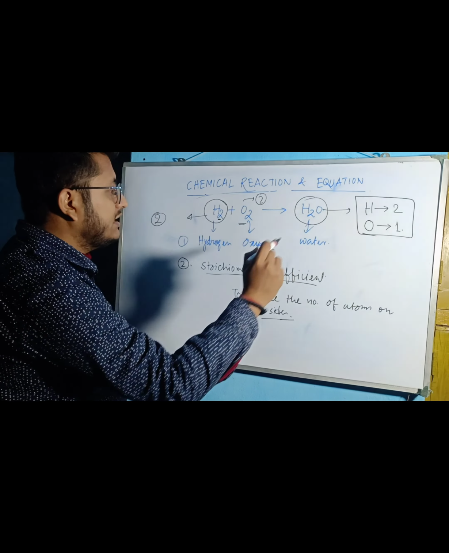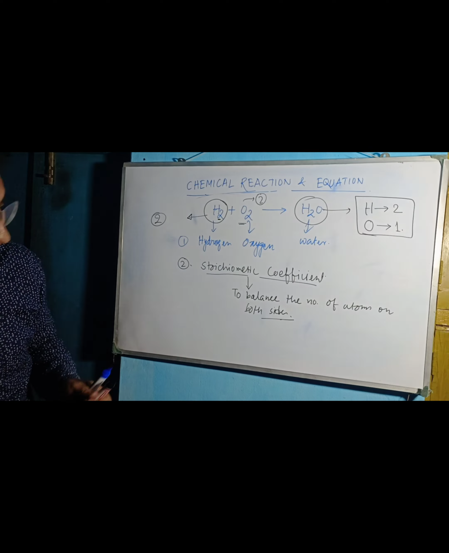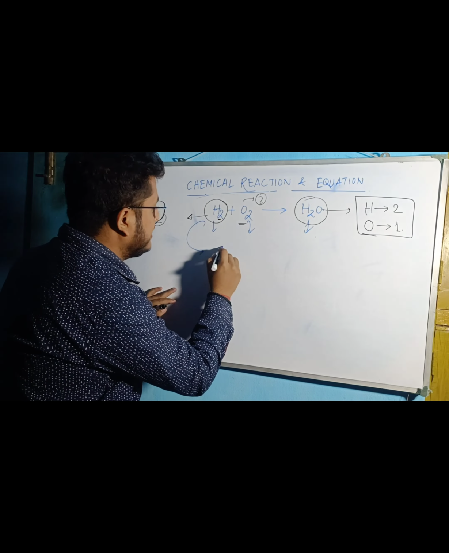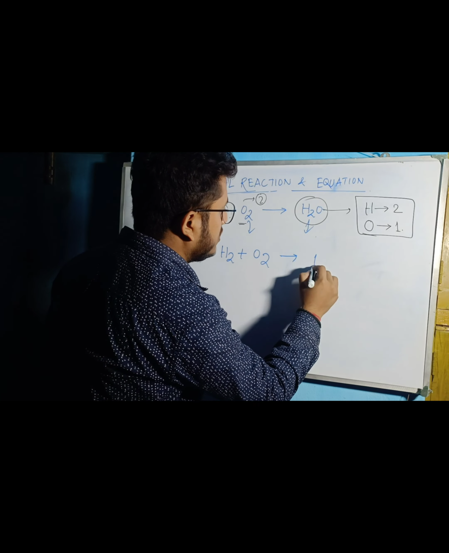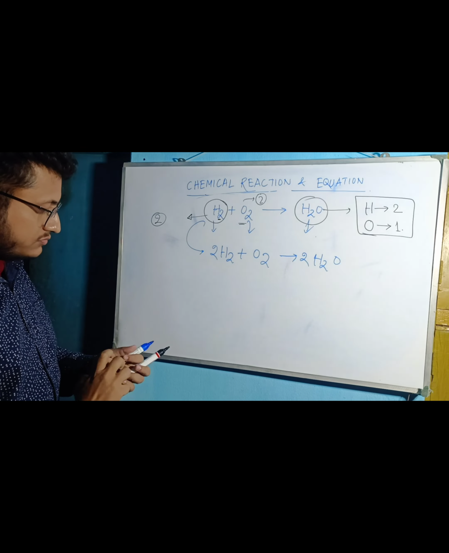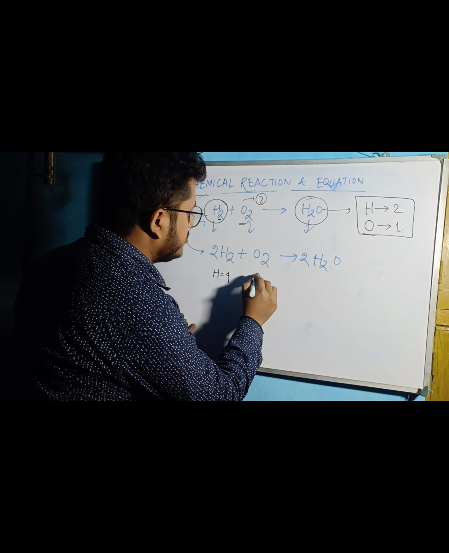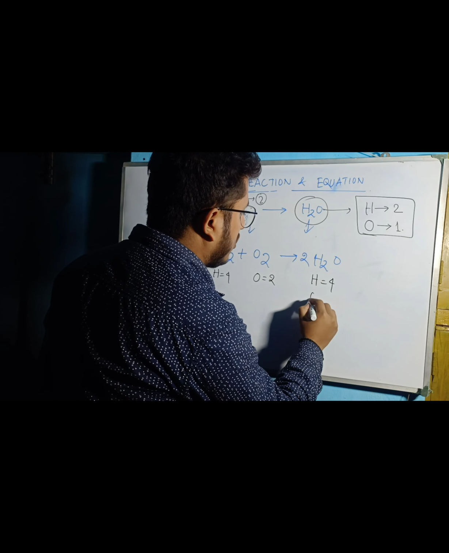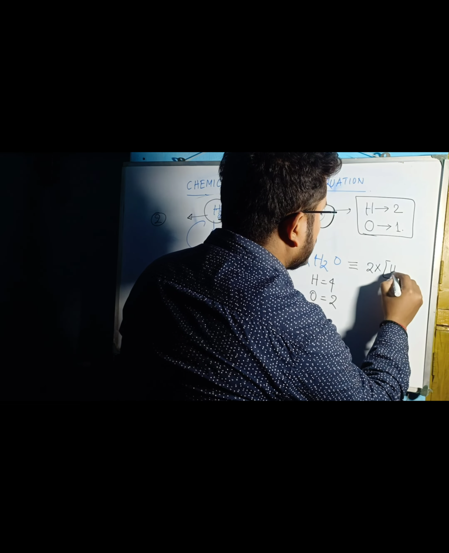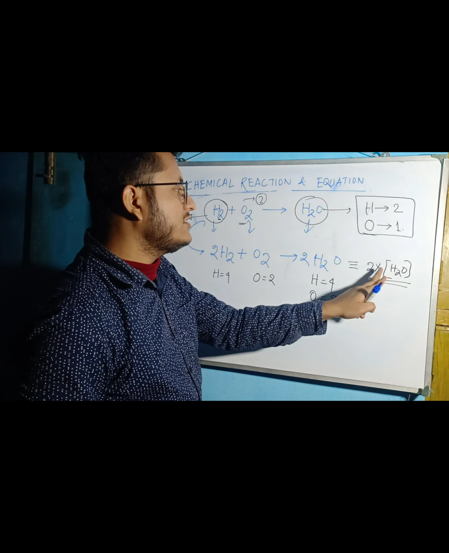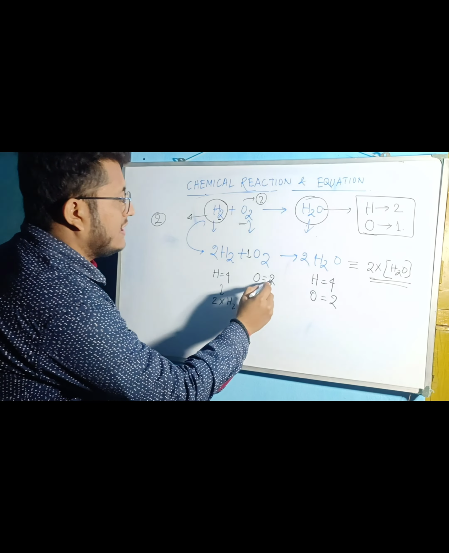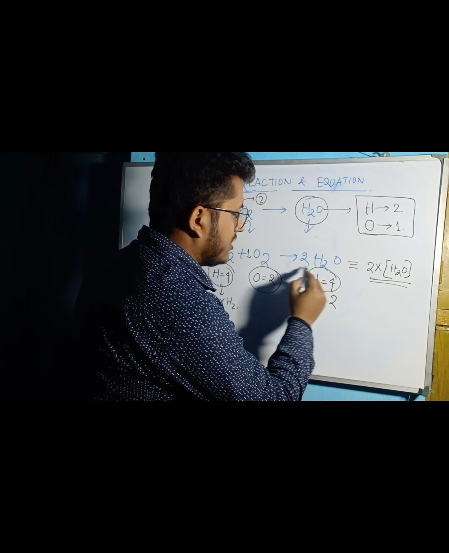So what should we do? We use stoichiometric coefficients like this. If we write this chemical equation as H2 plus O2 gives H2O, and put 2 here and 2 here, then hydrogen is 4 and oxygen is 2 on the left, and hydrogen 4 and oxygen 2 on the right. What is 2 H2O? It simply means 2 multiplied by H2O. It's hidden, but it means 2 into H2. And whenever there is nothing, just assume 1 into H2.